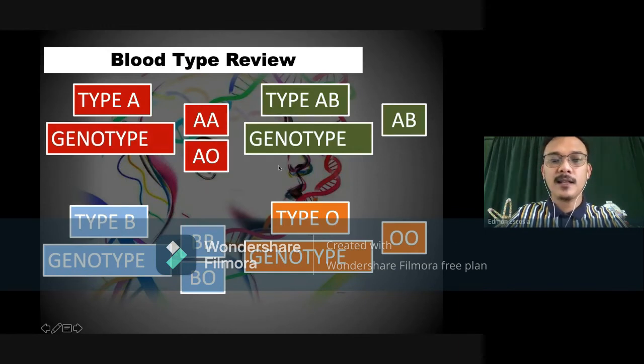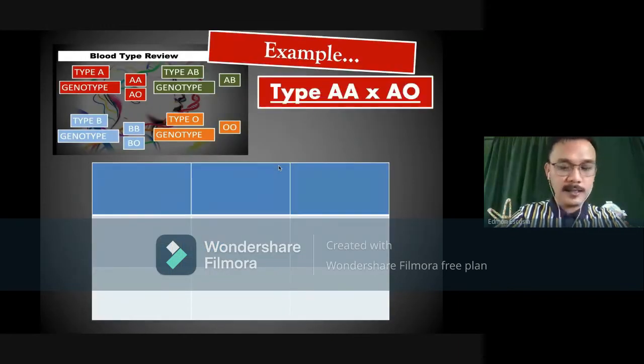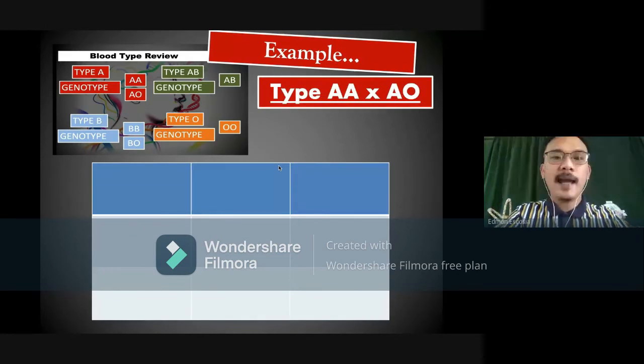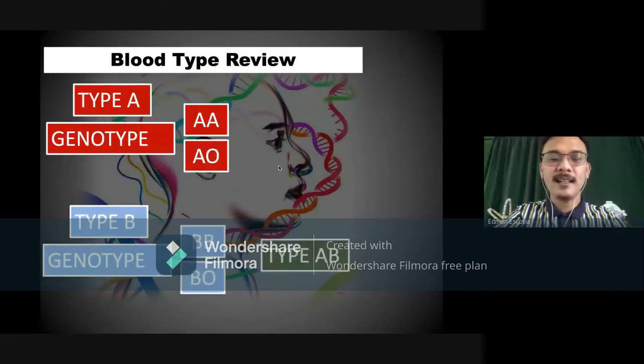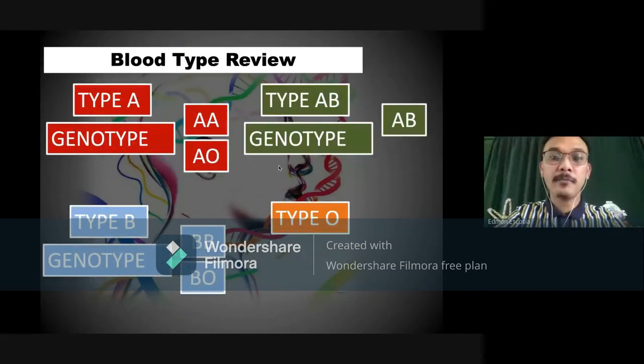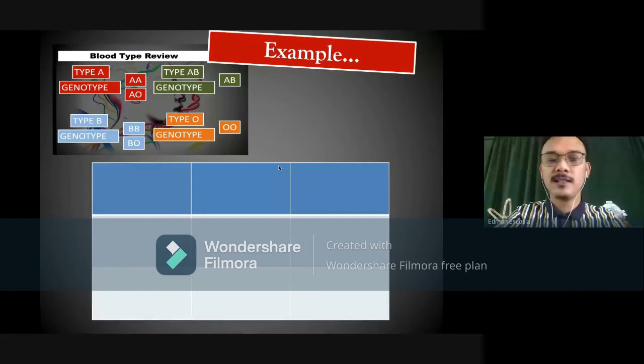And your task is, again, to cross and investigate who really is the father of the child. Is it Wenceslao or is it Pipito? Okay. Now, I'm going to show you the pre-made Punnett square so it would be easy for you to answer.